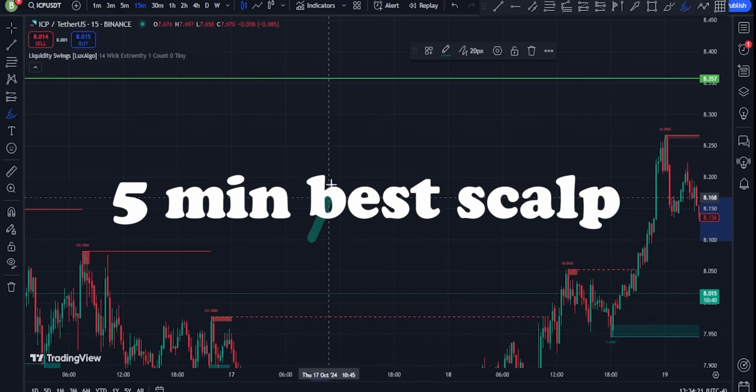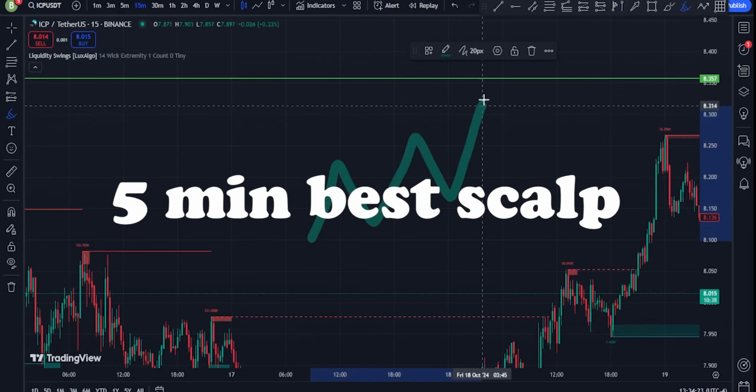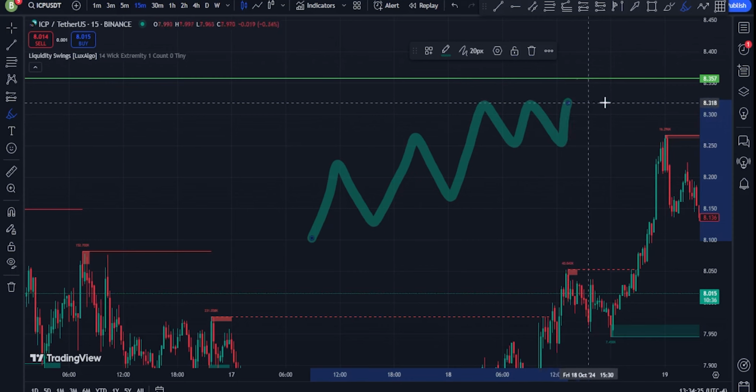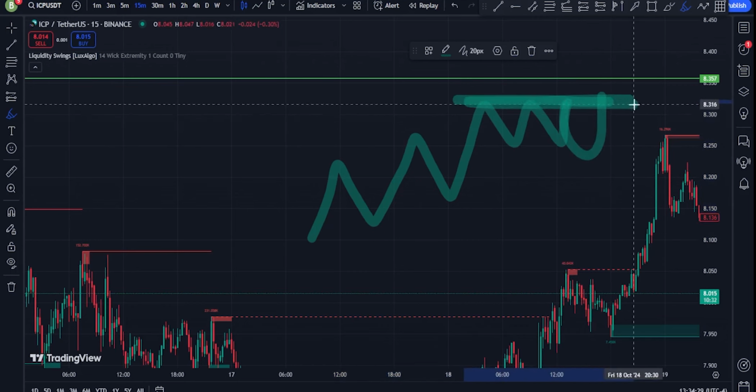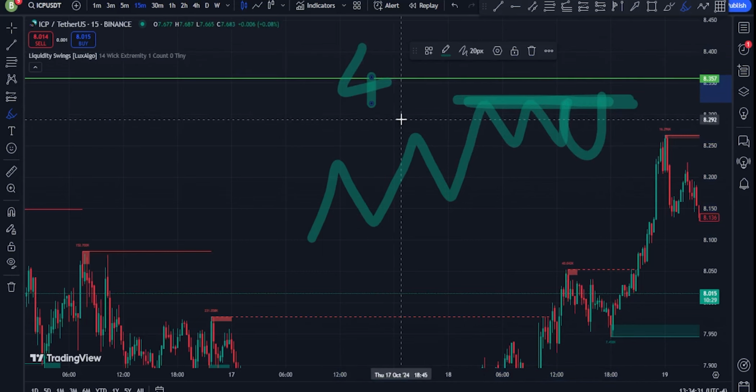Liquidity swing strategy and trading. The liquidity swing strategy is a trading method that aims to capitalize on fluctuations in market liquidity, specifically during periods of high and low liquidity.